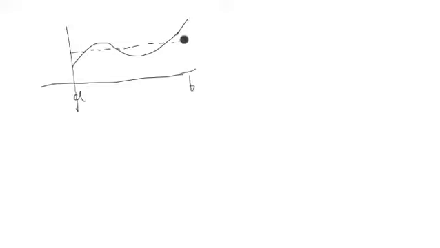Let's remind ourselves what the average value of a function is. Suppose that we have a function on some interval from A to B. Now, the average value of a function is the magical height that we can draw on that interval such that the area of this rectangle will be the exact same as the area under the curve from A to B. So this is what we mean by averaging.